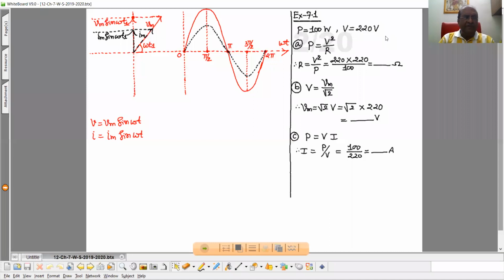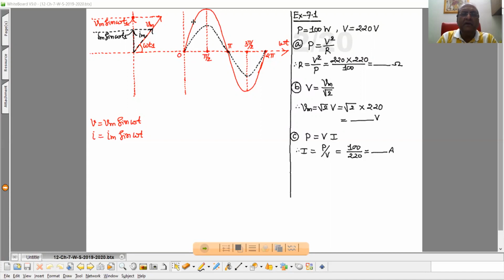Now see, the representation of AC current and voltage with the help of a rotating vector. And this rotating vector is called a phasor. Now see, suppose we prepare the graph of voltage or current versus omega t.